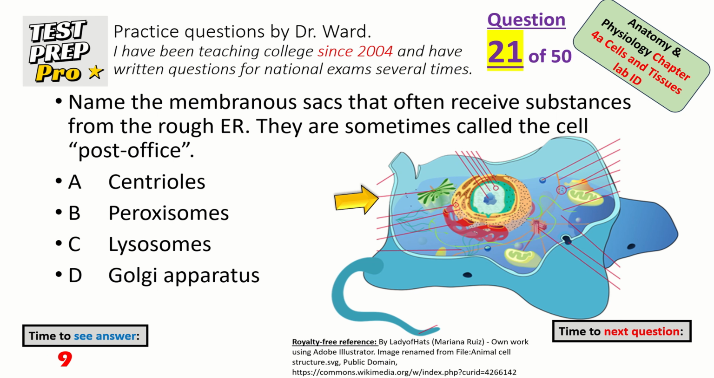Name the membranous sacs that often receive substances from the rough ER. They are sometimes called the cell post office. Golgi apparatus.